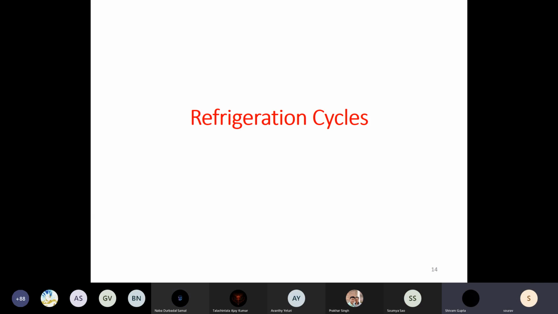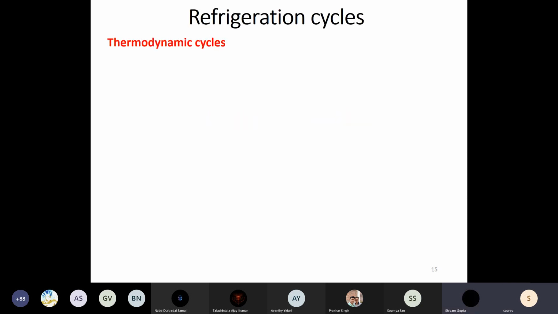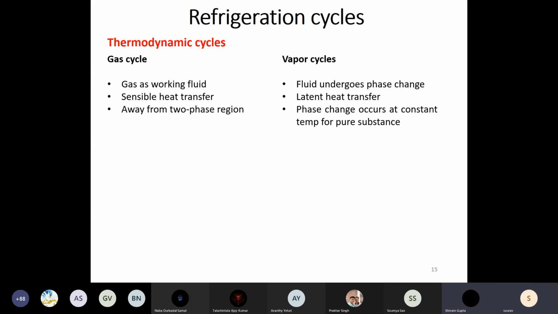So today is going to be the first theory class on refrigeration and air conditioning systems. We'll begin with the classification of refrigeration cycles. Just like all the power cycles are classified into two categories, gas cycle and vapor cycle, so does the refrigeration cycle. Thermodynamics does not differentiate between a refrigeration cycle or a power cycle. So what is the difference between a power and a refrigeration cycle in terms of the directionality of the processes?